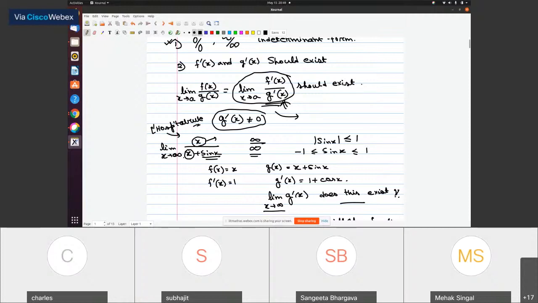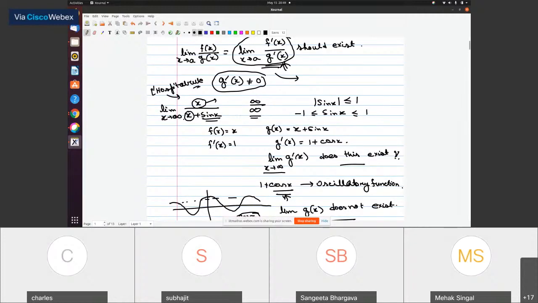Okay. So when we are calculating this limit, when we are seeing this function, this is obviously infinity by infinity form, so it is in indeterminate form. That is okay, right? Yes, sir. Now we go to the next step. We calculate f dash x and g dash x. So my f dash x is 1, my g dash x is 1 plus cos x, right? Now my new function: I have to calculate f dash x by g dash x. We have to check that this limit exists or not. So this is 1 by 1 plus cos x.